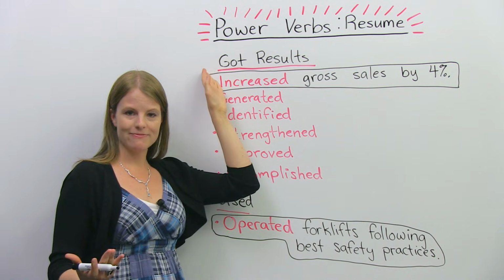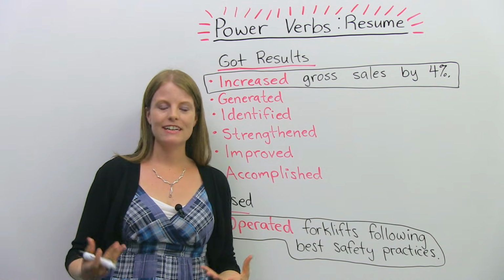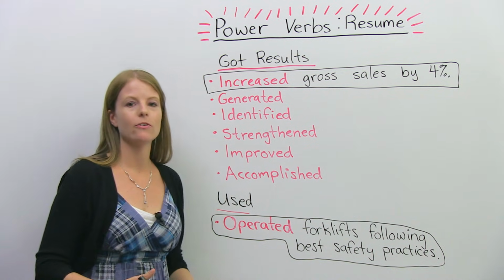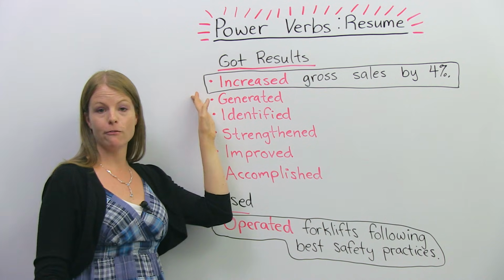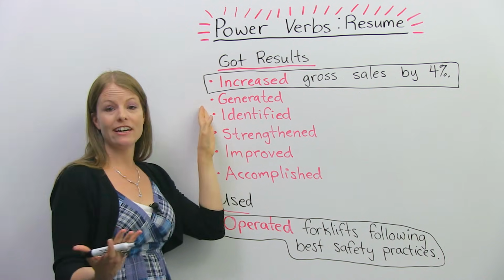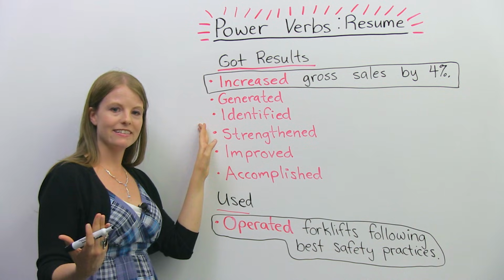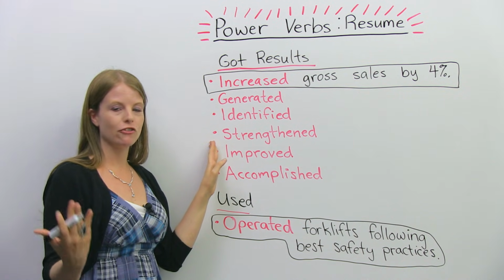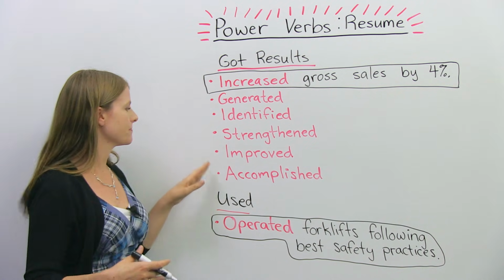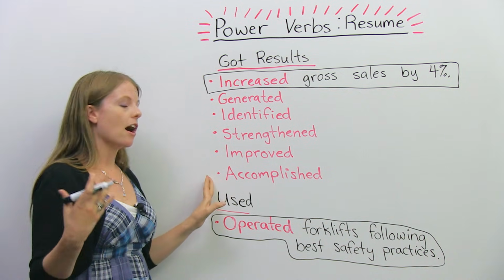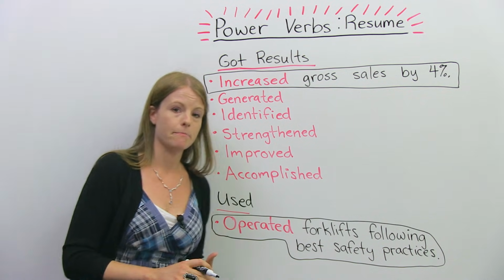So we have got results. This isn't really a good way to phrase what we're talking about. It's better to use a power verb. Okay, so if you increased business, you can say that. Increased gross sales by 4%. Generated some new business for the company. Identified new markets. Strengthened. Maybe you strengthened the relationship between your store and another store. Improved. Accomplished. So these are very great power verbs to use on your resume.